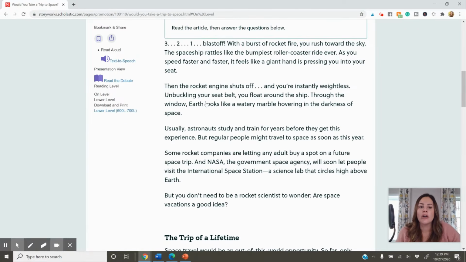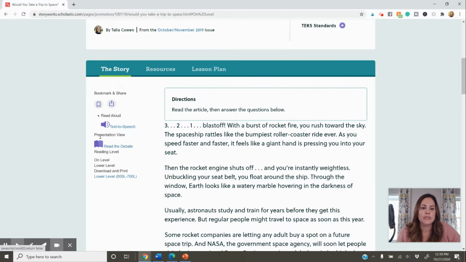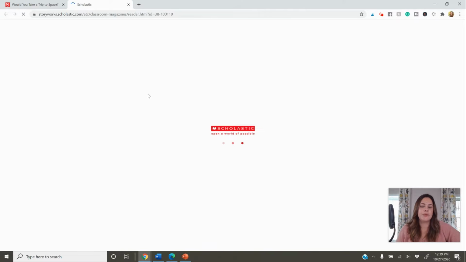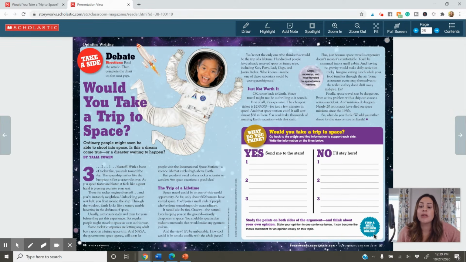So here are all the words, but what I like to do is I go to presentation view and I press read the debate. It's right over here, and it pops up like this. Here we go. You can even print this out if you wanted to, but if you're doing this with kindergarten, first, and second grade students, your second graders could probably print this out and read it and complete it themselves. But I do this together. I read it out loud to my first grade students, and then we talk about both sides and the reasons.